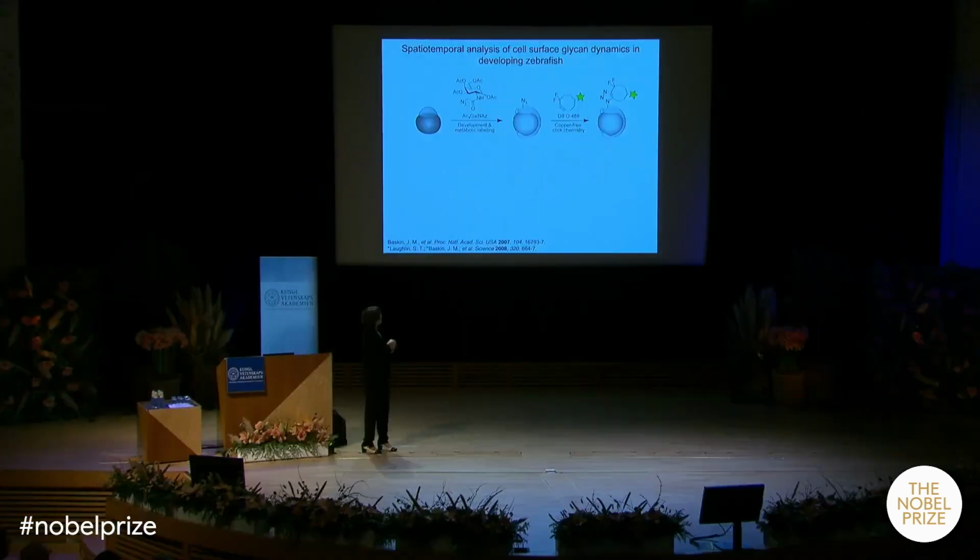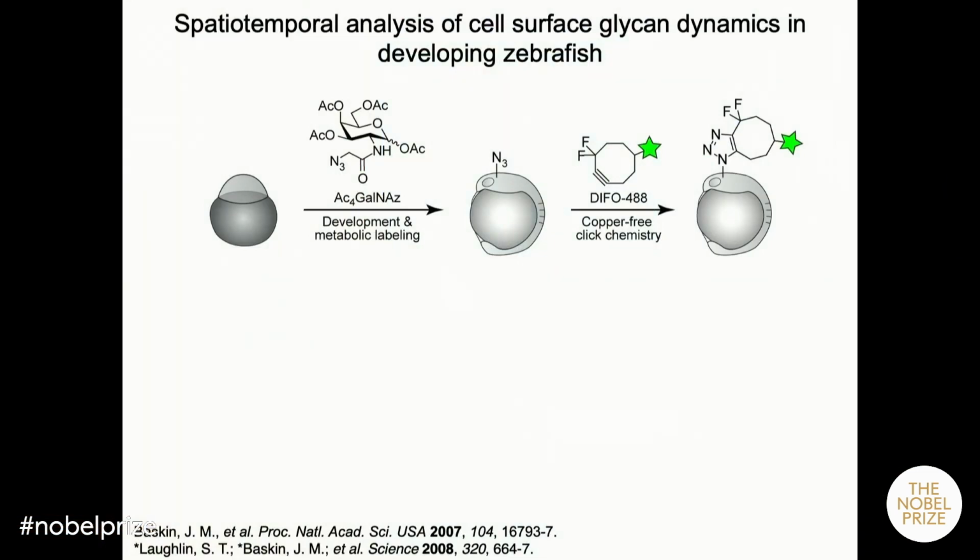With these new reagents in hand, Jeremy Baskin and another coworker, Scott Laughlin, took on the challenge of imaging sugars in live animals. And the animal that they focused on was the zebrafish, which is a very popular model organism to study vertebrate biology, with the benefit that zebrafish are translucent. So they're a wonderful organism for fluorescence imaging studies. You can see all of their organs under a microscope as they are alive.